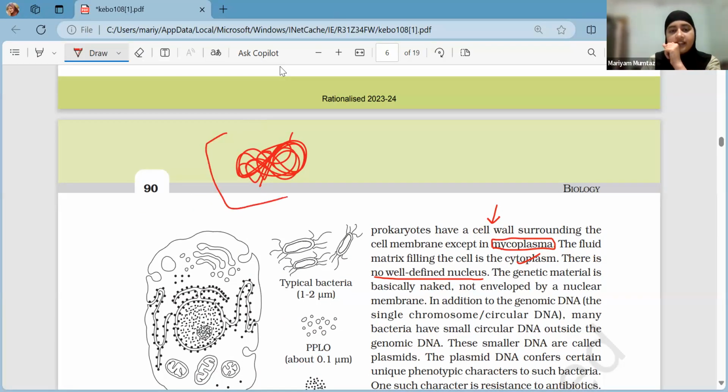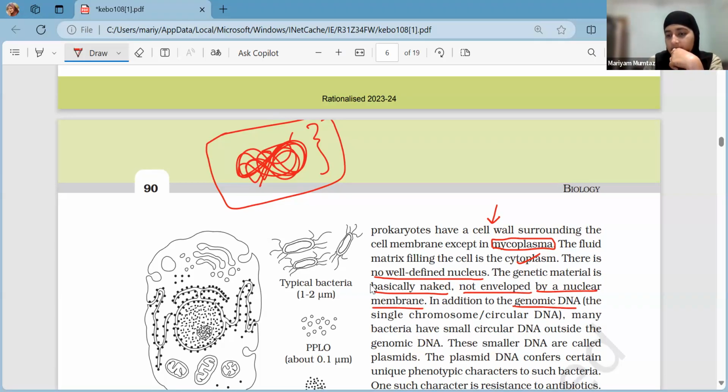So if this is the cell, now this was the nuclear membrane. If we are talking about the prokaryotic cell and we remove the nuclear membrane, the genetic material will be lying in the cell only. So in biology, if anything is not covered by a structure, we call that thing naked. Just like how the naked seed was there, here is naked genetic material, because it does not have any envelope. The genetic material is basically naked, not enveloped by a nuclear membrane.